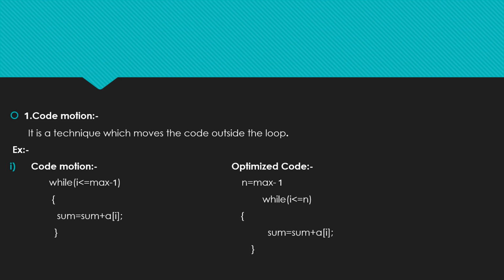Code motion. It is a technique which moves code outside the loop. In detail, it is frequency reduction: the amount of code in the loop is decreased. A statement or expression which can be moved outside the loop body without affecting the semantics of the program is moved outside of the loop. That is code motion. Given below is an example of code motion: while i is less than or equal to max minus 1, sum is equal to sum plus a of i. Similarly, you can see the optimized code.